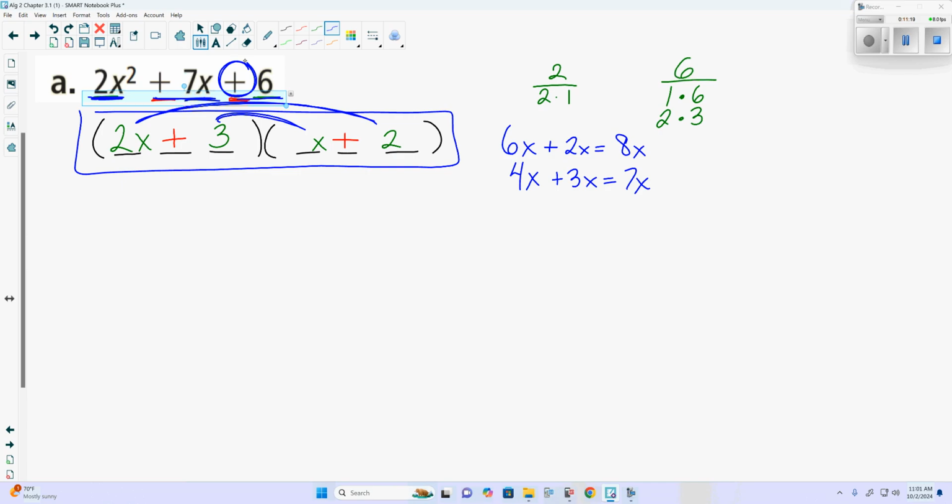If the sign of the third term is positive, the signs are the same and match the sign of the middle term. Since the third term is positive, that third term has a plus sign in front of it. The signs here are going to be the same, and they're going to match the sign of the middle term, the one in the center. So they're both plus. Questions on that there? Questions on how we found the factors of the first and third term?